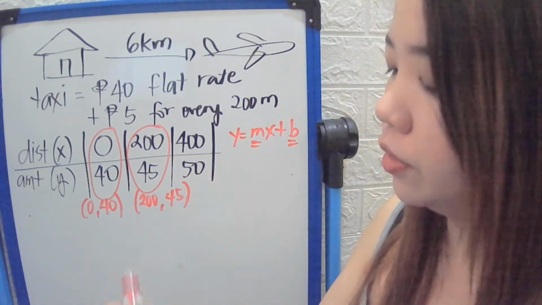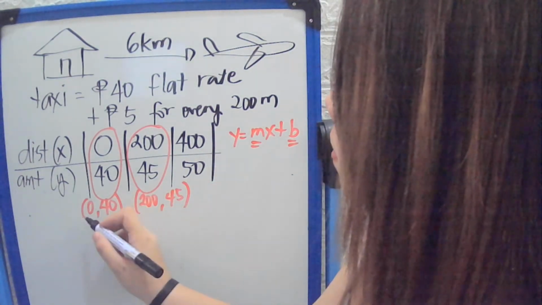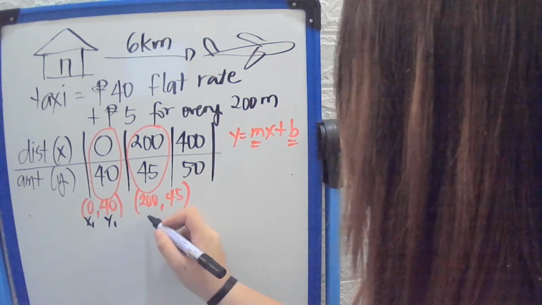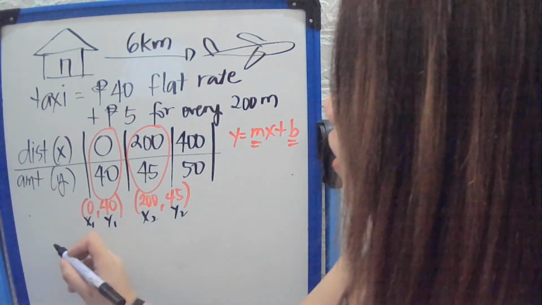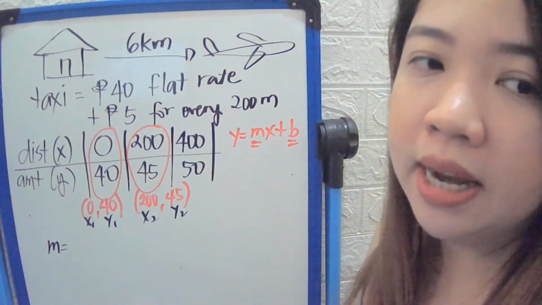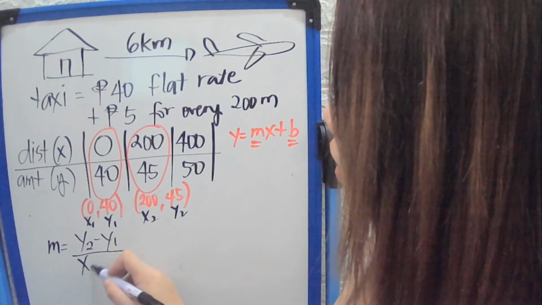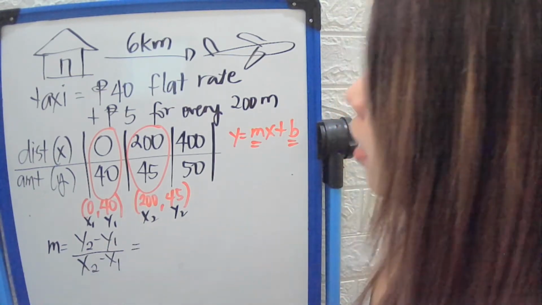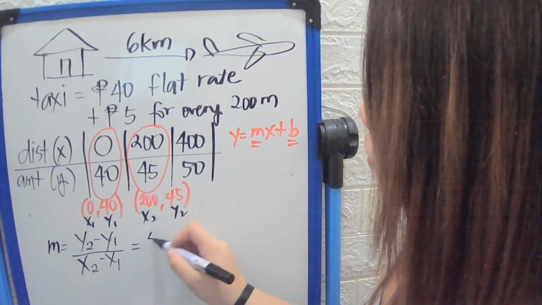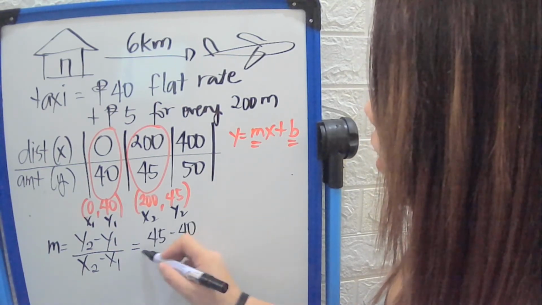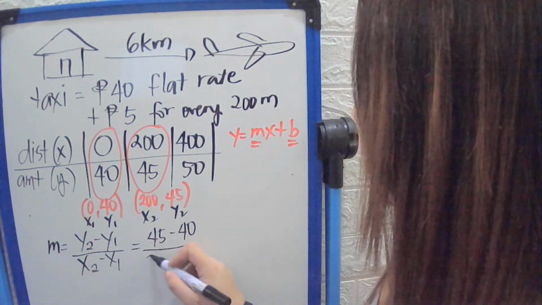Huwag kayo masyado matakot sa numbers, ha? Kung malaki yung numbers. Okay lang yan. So, if this is your first point, ito yung x sub 1, y sub 1. Second point, x sub 2, y sub 2. So, let's compute for the slope first. So, balikan natin yung formula. Y sub 2 minus y sub 1 over x sub 2 minus x sub 1. Our y sub 2 is 45, minus y sub 1 is 40. So, 45 minus 40 all over, our x sub 2 is 200 minus 0.